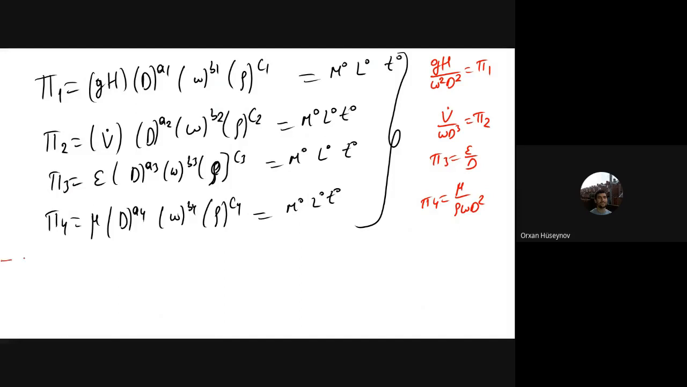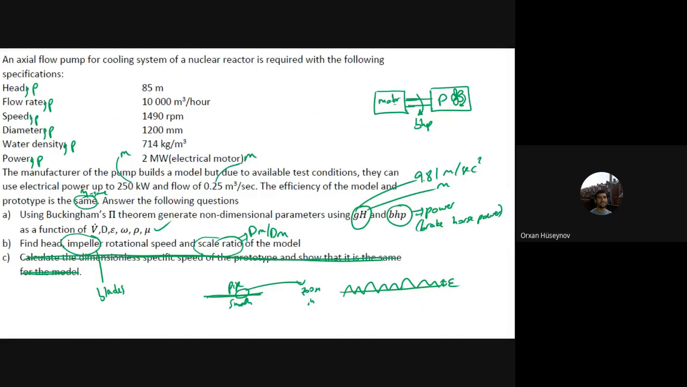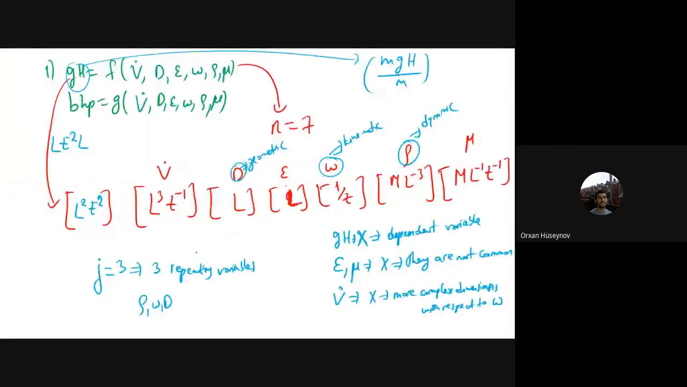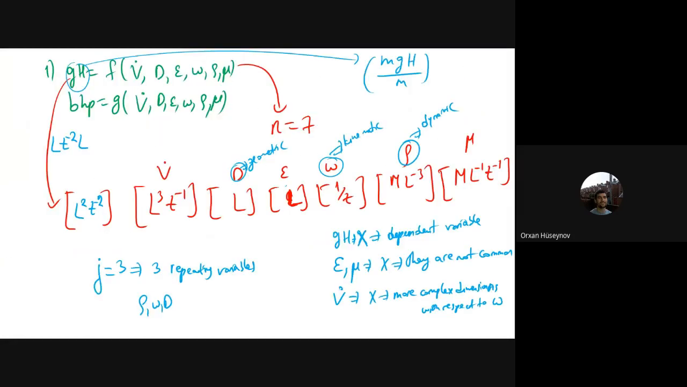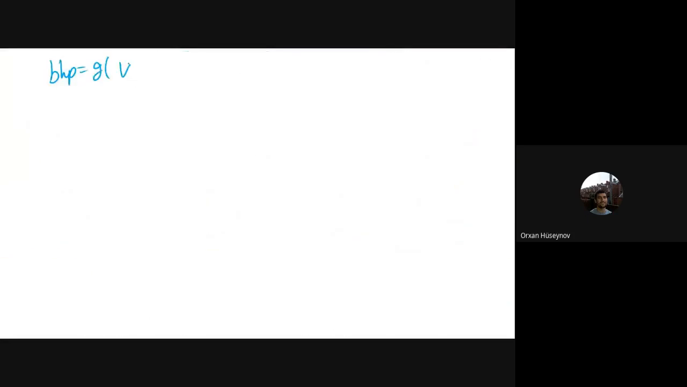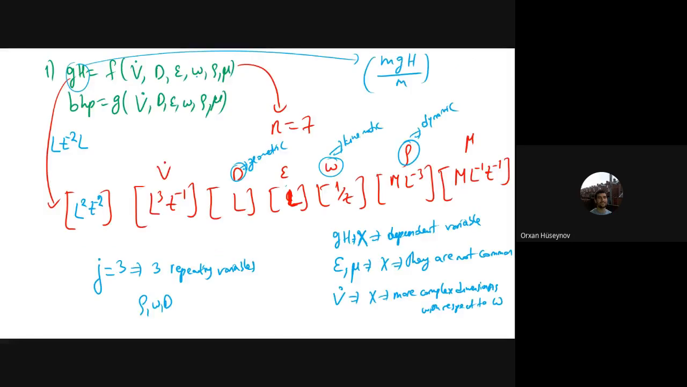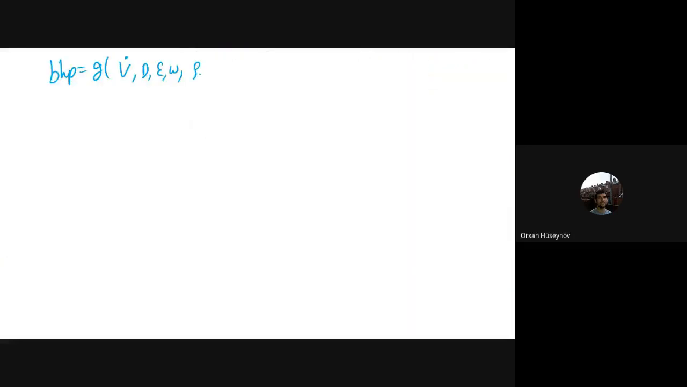This is for the first set. These are the first 4 parts of the question. And the second part says that now do similar steps for BHP. Now I will do similar steps as before, and I will write that BHP is again a function, but a different function now. It's a function of V dot, d, epsilon, omega, and then you have rho and mu.